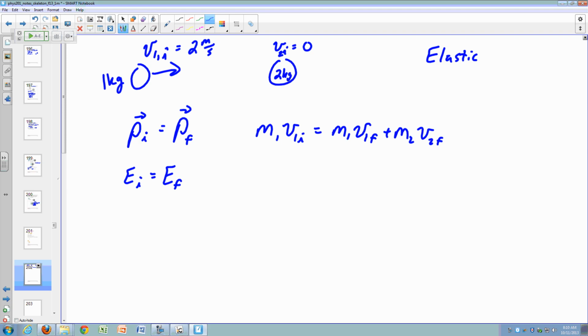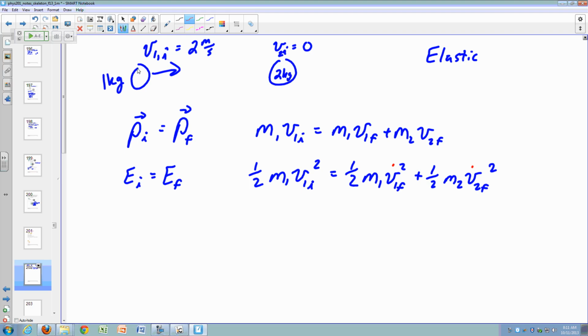And then I can also say that 1/2 m1 v1i squared equals 1/2 m1 v1f squared plus 1/2 m2 v2f squared. So let's mark my unknowns in this. The only unknowns that I have are v1f and v2f. So I have two unknowns and two equations, so I can solve for those.